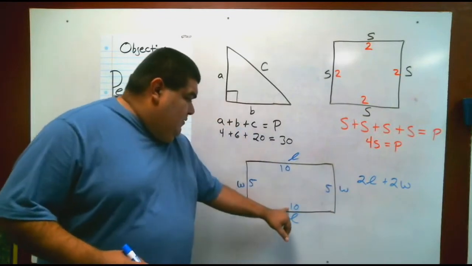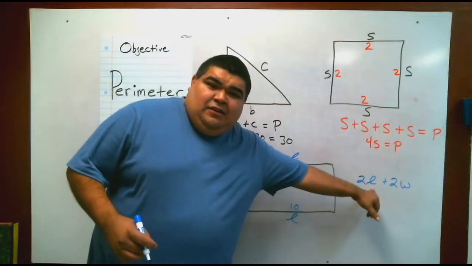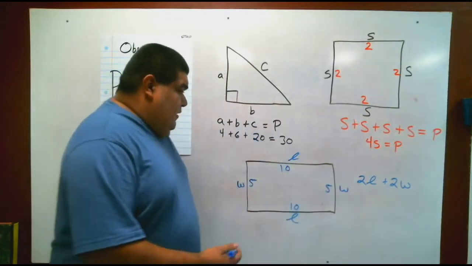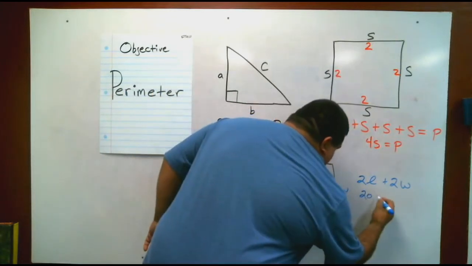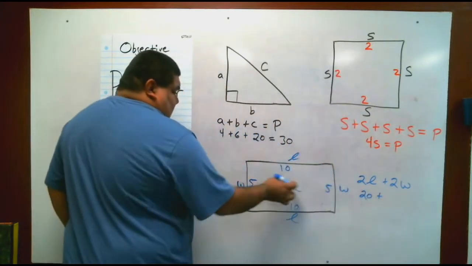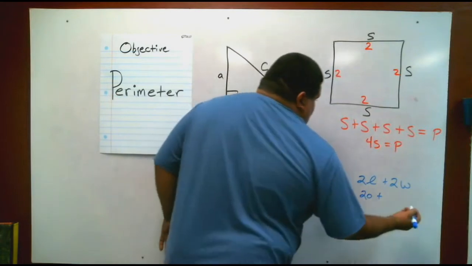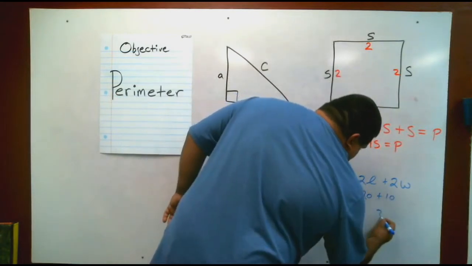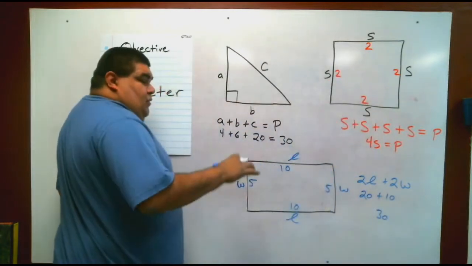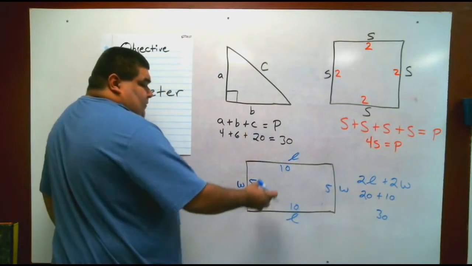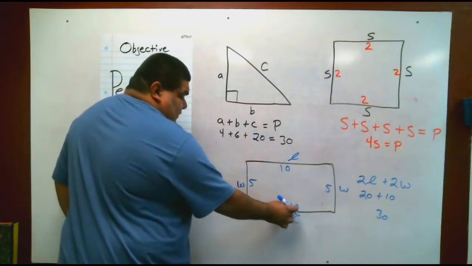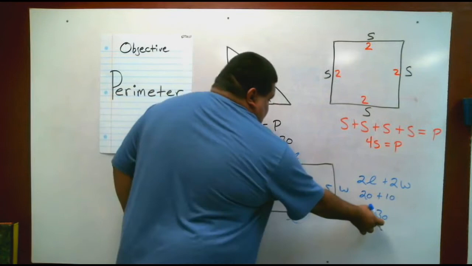So this is what we have. L is 10. So 2 times 10 would be 20. So we will have 20 plus 2 times 5, which is 10, equals 30, right? Well, let's see if it works out. 10 plus 5 is 15, plus 10 is 25, plus 5 is 30. So it works out.